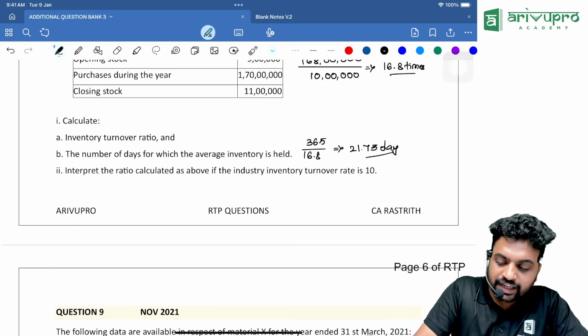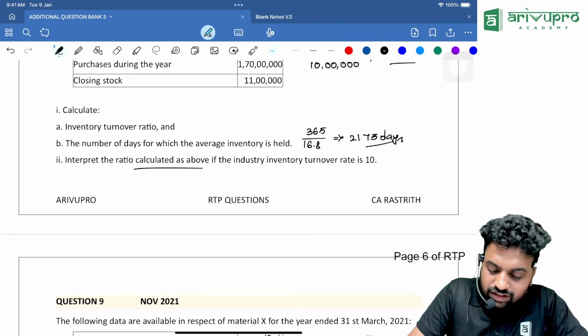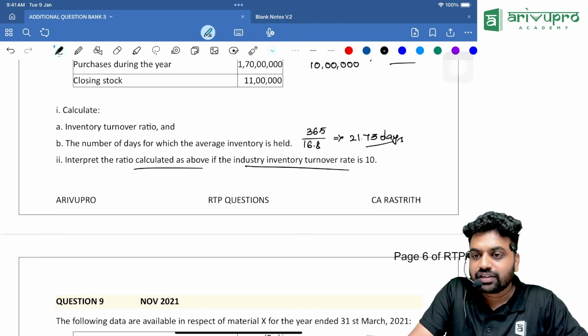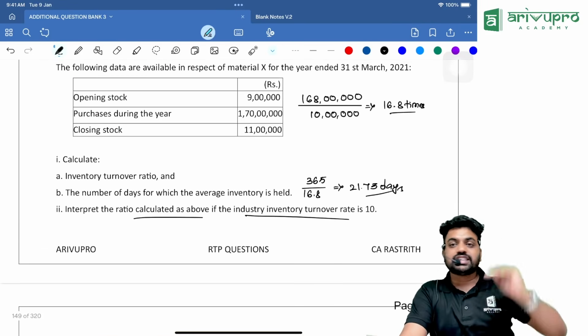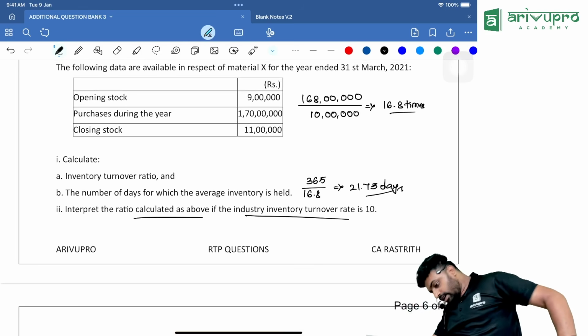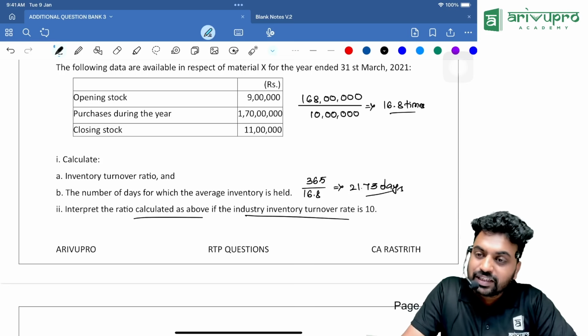21.73 days on an average we are holding the inventory. They are telling us to interpret the ratio calculated as above if the industry inventory turnover rate is 10. So if the industry is 10 and ours is 16.8, which means ours is much more fast moving compared to the industry. Hope it is clear.